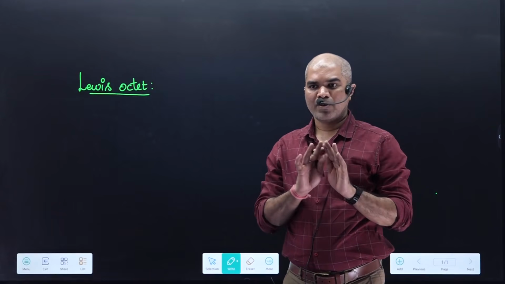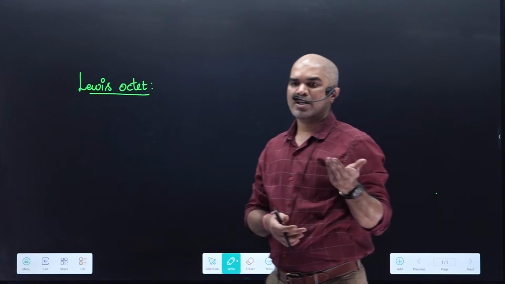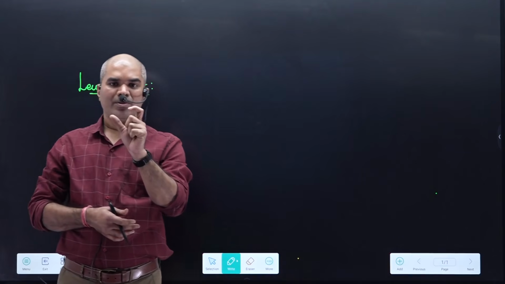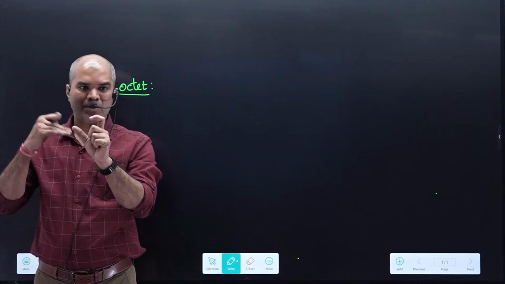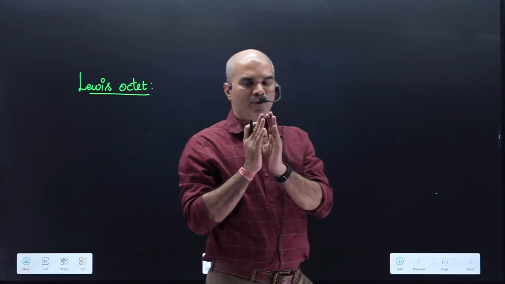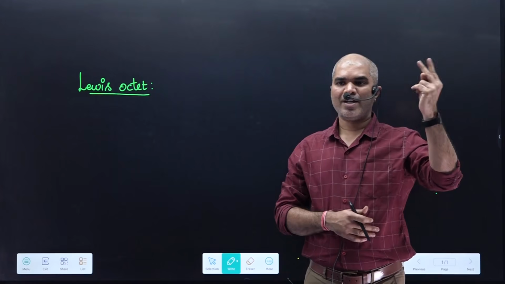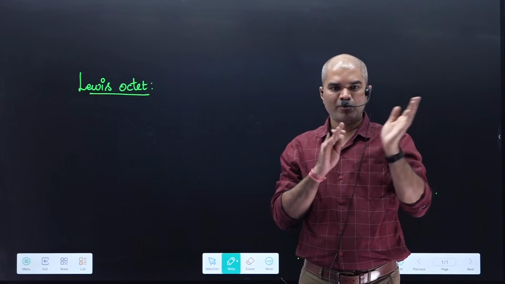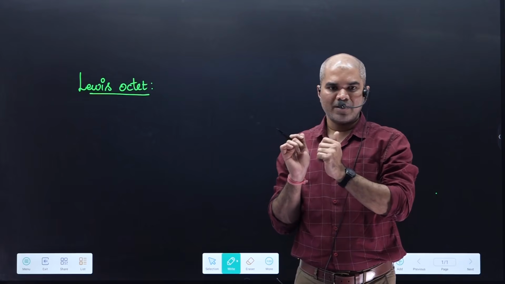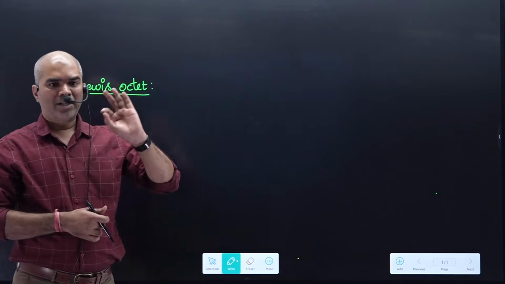But is it applicable for all the compounds that are formed? No, it was not applicable. There are some extended octet rules. Extended octet means they don't obey 8 electrons for main group elements themselves. I'm not talking about transition group elements. Extended octet means more than 8 electrons or sometimes deficient, fewer than 8 electrons. Those compounds are also found to be stable. So the Lewis octet rule has failed to explain the structures or geometries.